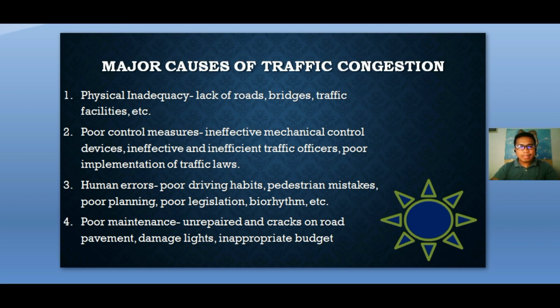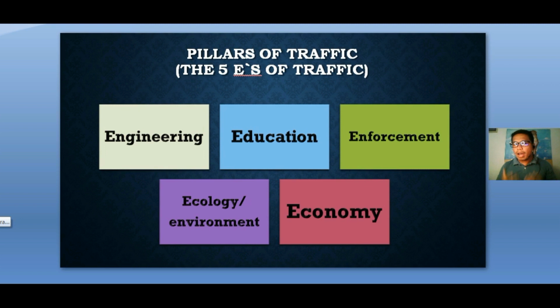We also have poor maintenance, like unrepaired cracks on road pavement, damaged lights, inappropriate budget or insufficient budget for road maintenance that causes traffic. Especially in the city limit, which is very prone to floods. If there is rain or floods that come from the upper portion of the city limit, usually it created traffic congestion in that area.